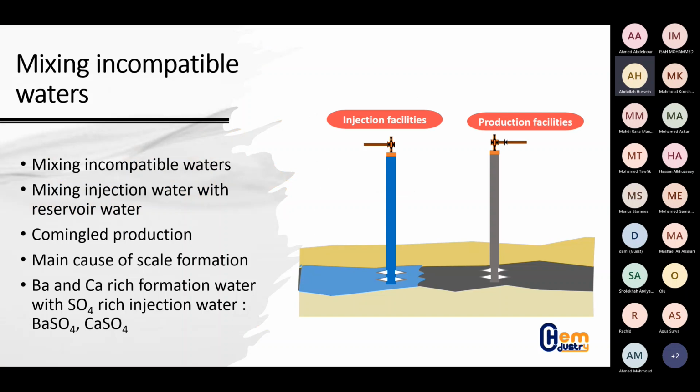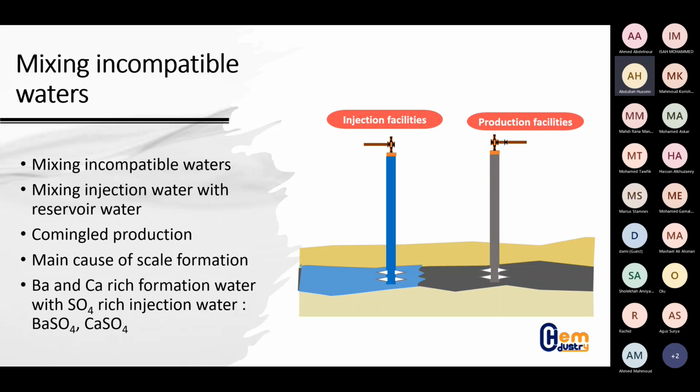So the first one is mixing of incompatible waters. This is the very common and most famous factor. Mixing can happen between injection water and produced water, or between two formation waters, especially when you have commingled production.